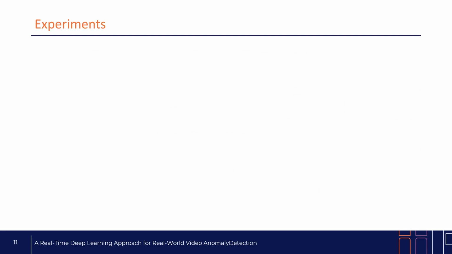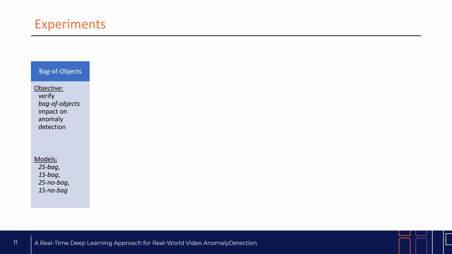A series of experiments were carried out to verify the validity of the proposed methodology. The first experiment has as objective to verify bag of objects' impact on anomaly detection. To do so, 4 models were compared: 2-stream and 1-stream networks with the use of bag of objects, and 2-stream and 1-stream networks without its use.